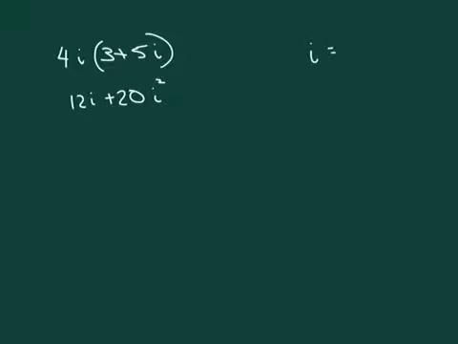Now let's go to multiplying. Same thing happens here when we multiply. Distribute: 12i plus 20i squared. Now here's another little secret here. i equals the square root of negative 1. I said that at the beginning. i squared equals negative 1. Because what happens here, what if we multiply this by itself? What if we square it?